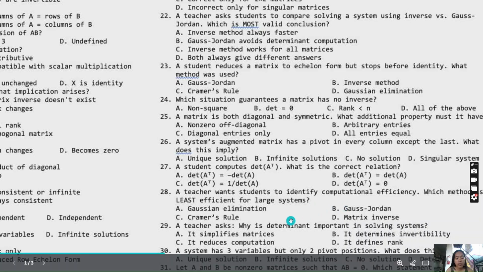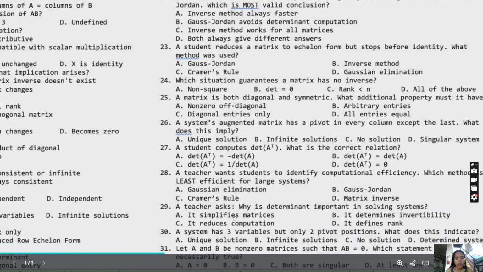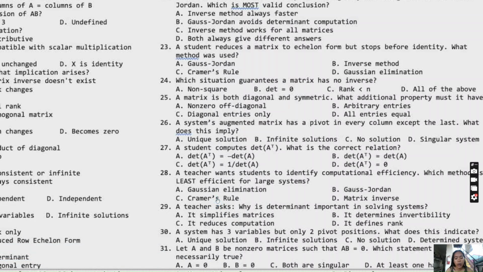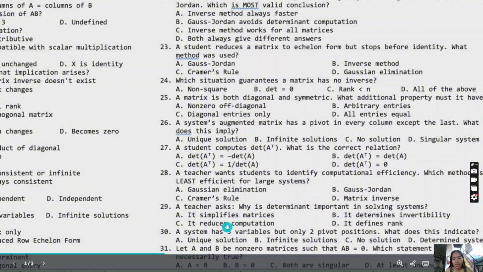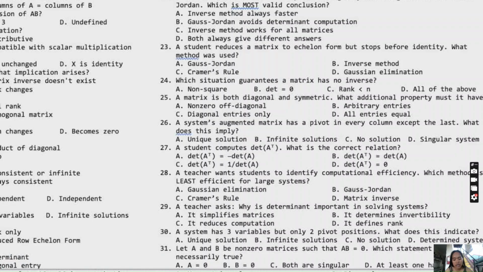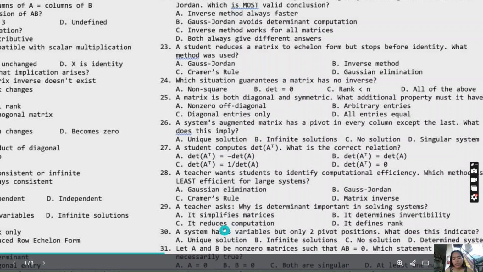So let's proceed to number 28. A teacher wants students to identify computational efficiency. Which method is least efficient for large systems? The answer is Cramer's rule. Why? Cramer's rule is useful, but mostly for small systems, especially 2 by 2 and 3 by 3, but it's not really efficient when it comes to larger systems.